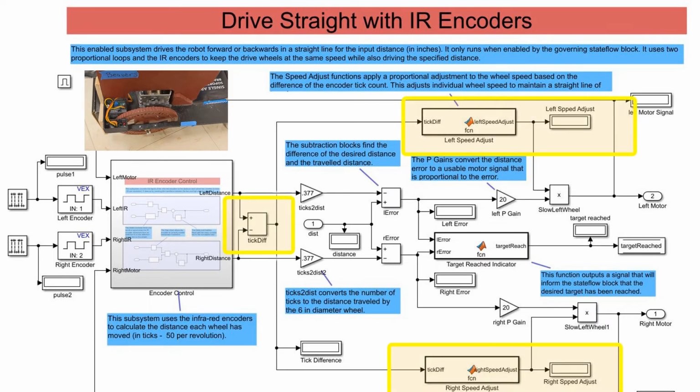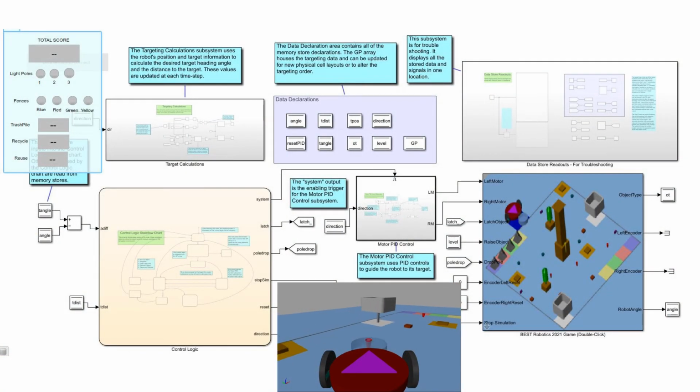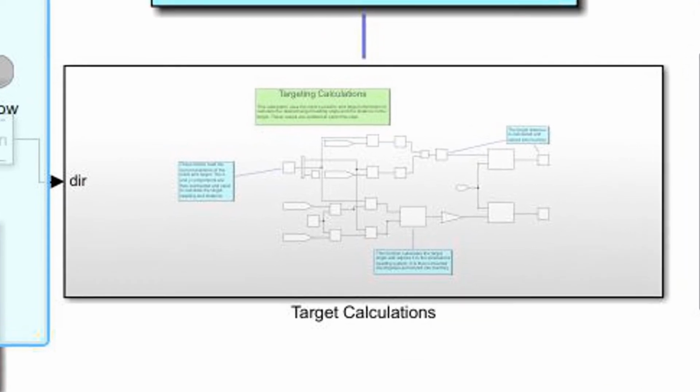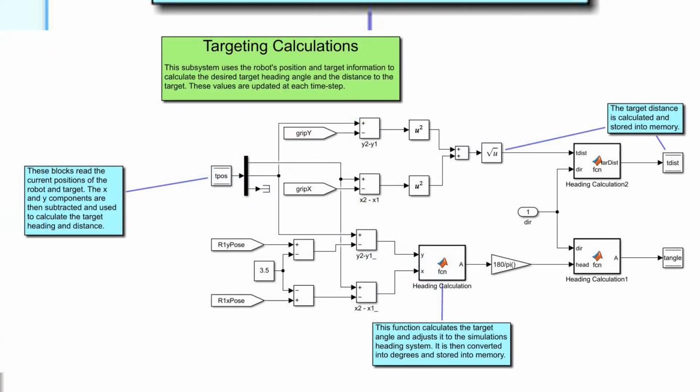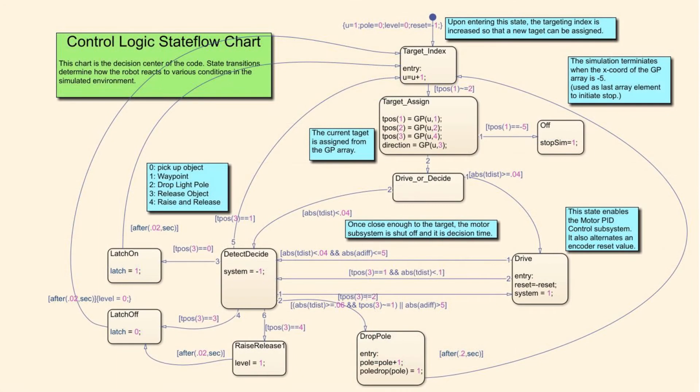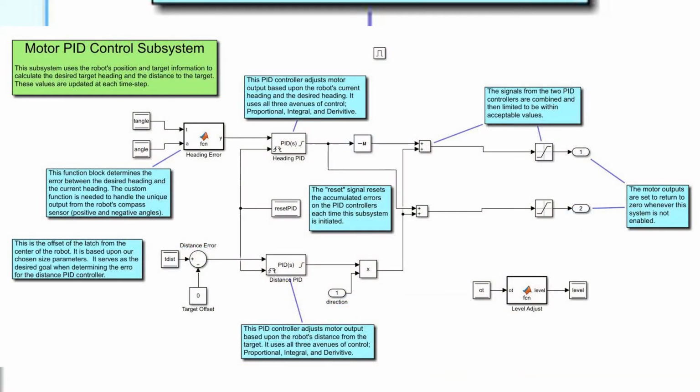In addition to coding our physical robot, we also use Simulink to complete trials in the online programming skills competition. A sample of one of our trials is shown here. It uses the robot's position to calculate target headings and distances. It then uses a complex stateflow block with multiple PID loops controlling the motors.